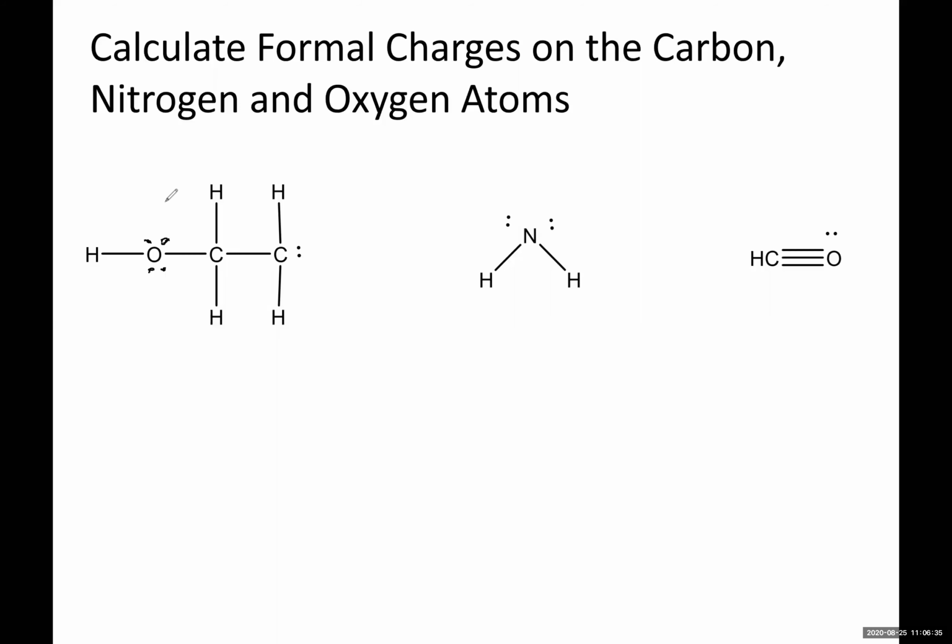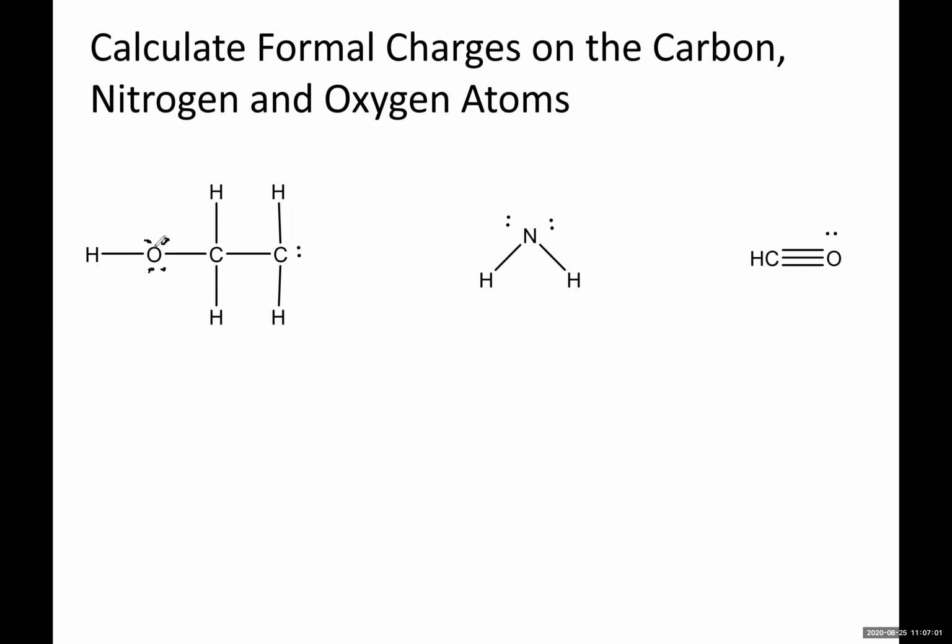So we can go through it for oxygen, but it may be easier just to remember that when an oxygen is neutral, it forms two bonds and it has two lone pairs. And that's exactly what this oxygen has. It has two bonds, one to carbon, one to hydrogen, and two lone pairs. So that's a neutral oxygen. There's no charge on it.